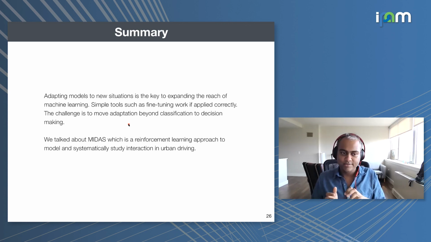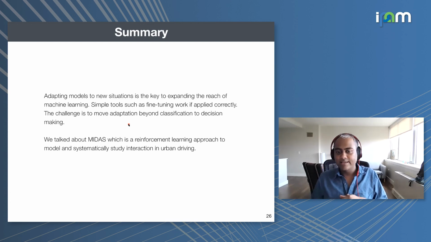But the challenge is to move beyond classification and really talk about decision making. So classifying strawberries and mangoes is one thing, but making a model adapt to slightly different cars, let's say if you trained your policy in the US, adapting it to drive in Singapore is a totally different ballgame.